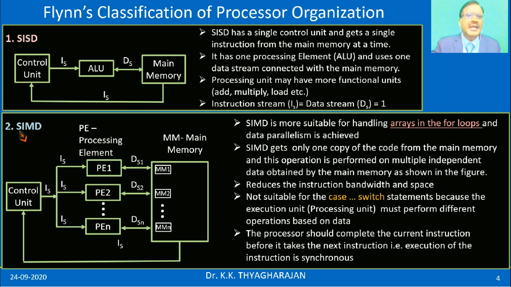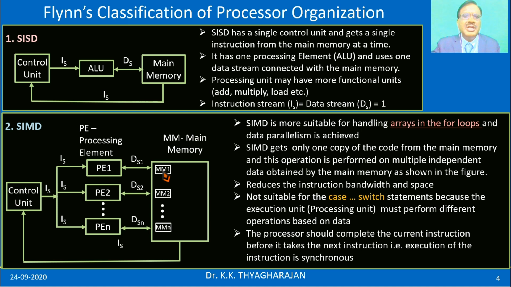The next class is single instruction, multiple data. Since we are executing only single instruction, we have only single control unit, but we have to handle multiple data, so we have multiple processing elements. This type of arrangement will help you to handle arrays. For example, if you want to add n number of arrays, then each array is considered as a data stream and it will be stored in the main memory. So this is one array, this is another array, this is the nth array.